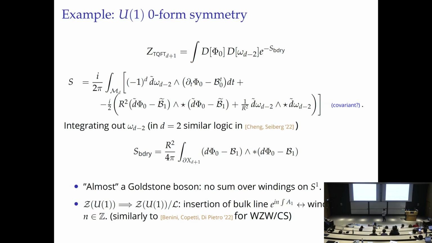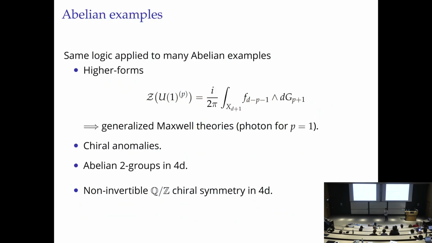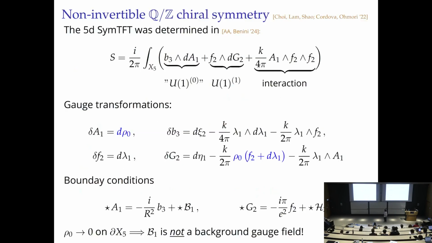Okay, so these kind of abelian examples can be generalized in a variety of ways. Of course, you can consider higher form symmetries, for instance, for p equal to 1. Needless to say, on the boundary you will get a photon, and in general you will get some generalized Maxwell fields. We can add chiral anomalies, we can consider abelian two groups in 4 dimensions, or this non-invertible chiral symmetry in 4 dimensions. I don't have time to discuss all these examples, I just want to focus on the last one. And I will not give you the details, because the details are very similar to the examples that I just discussed, they're just more complicated, but I want to discuss some consequences of this.